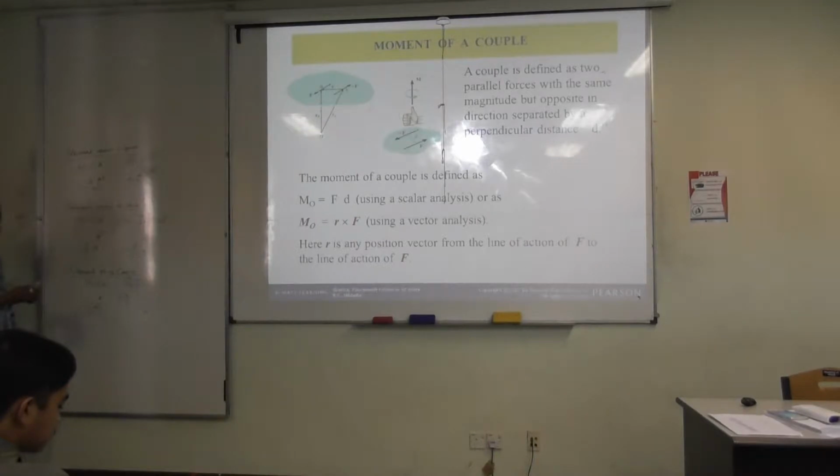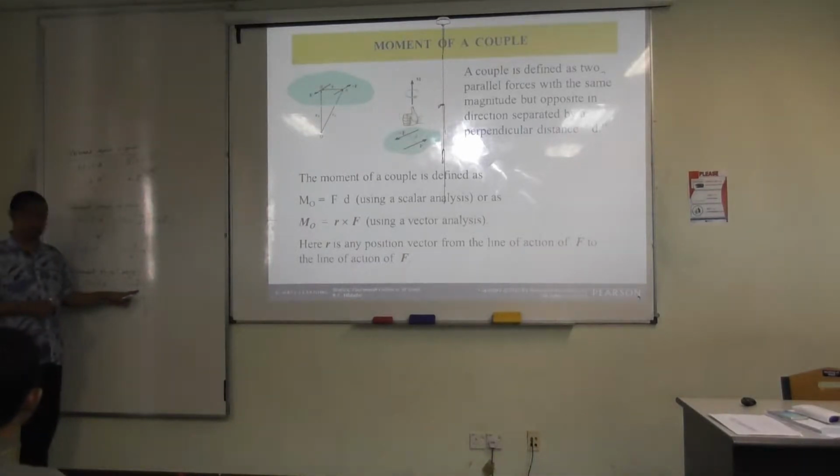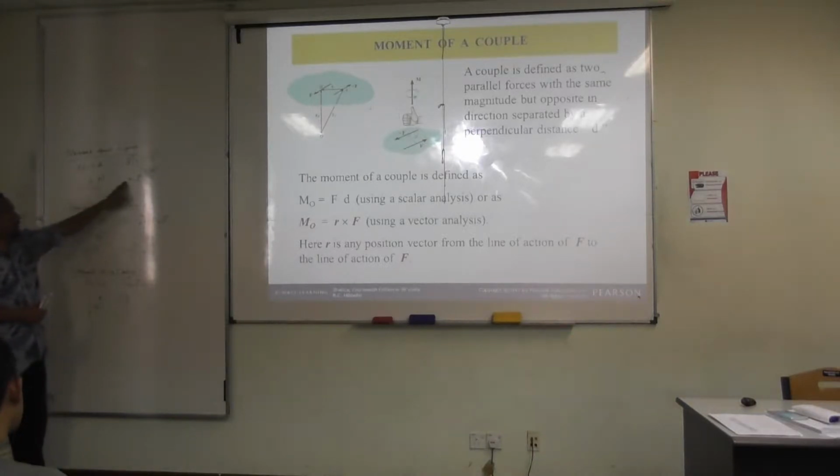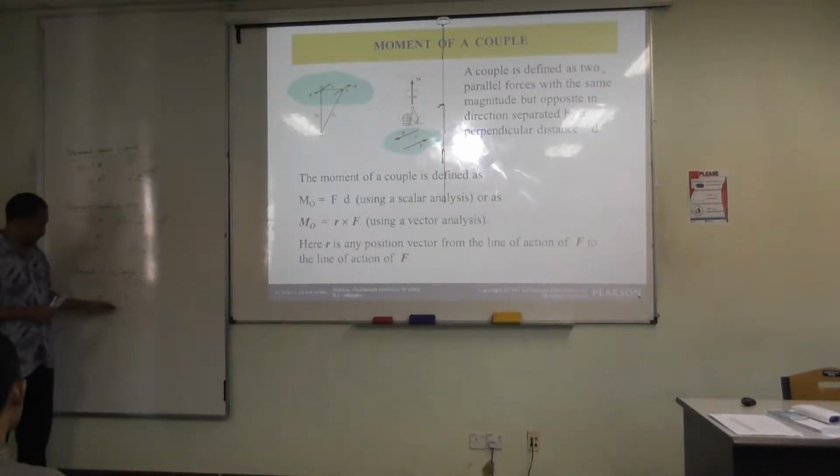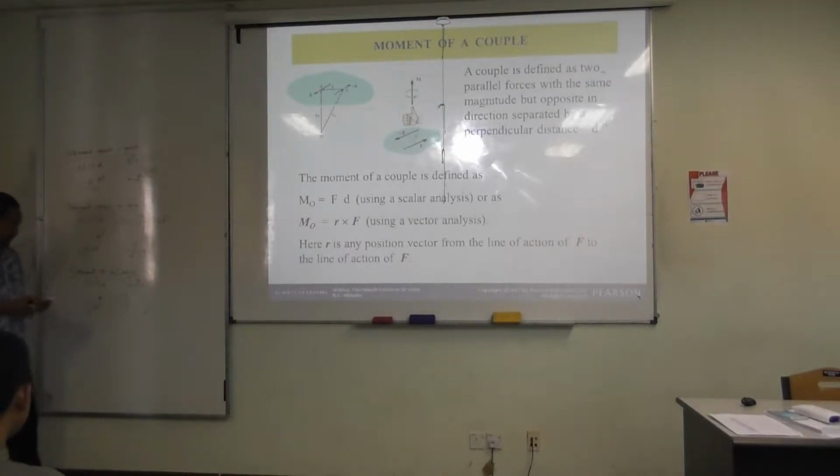Can you guess where the r, the position vector, is? Because here it is from the point to the force, here from the axis to the force, right? Here from where to where? From force to force.